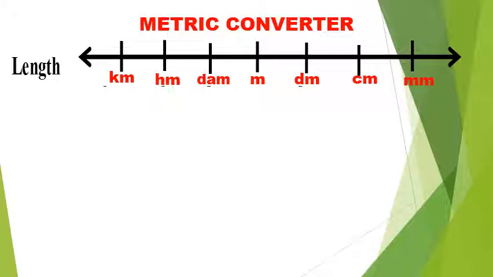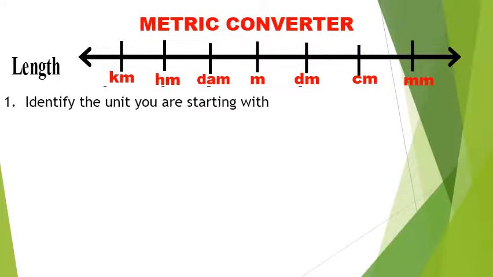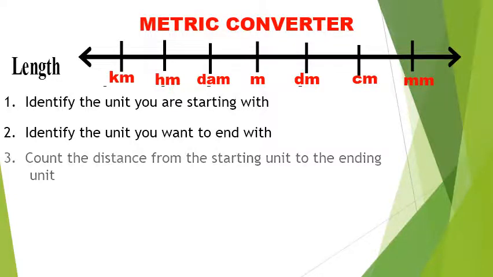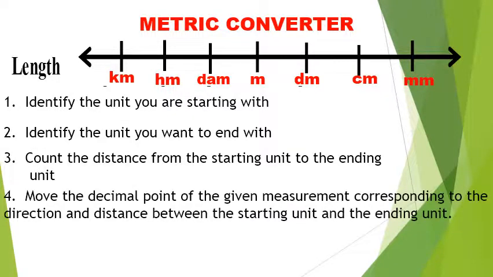Now, how are we going to use this metric converter? As I said, this is the easiest way of converting a unit. And for us to do that, let us use these steps. Number one, let us identify the unit that we want to start with. Number two, let us identify the unit that we want to end with. Number three, let us count the distance from the starting unit to the ending unit. And number four, let us move the decimal point of the given measurement corresponding to the direction and the distance between the starting unit and the ending unit. Number 5, let us finalize our answer.